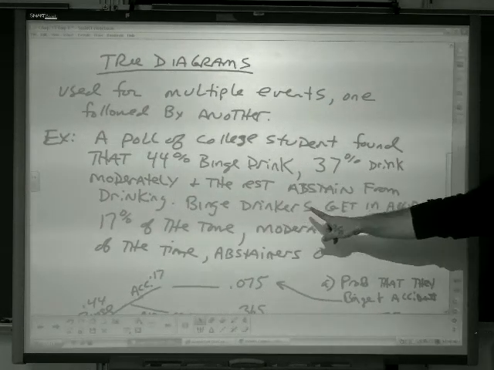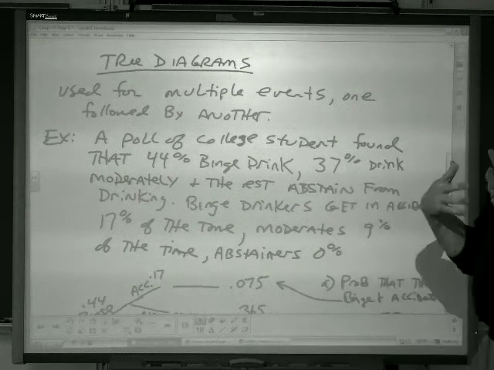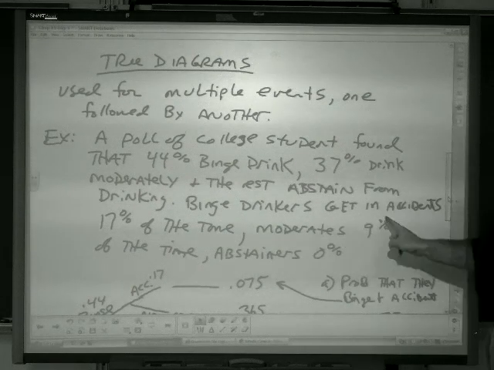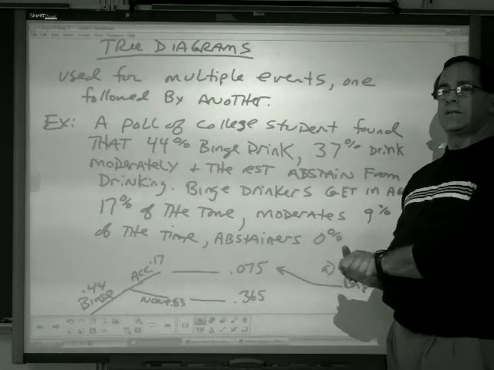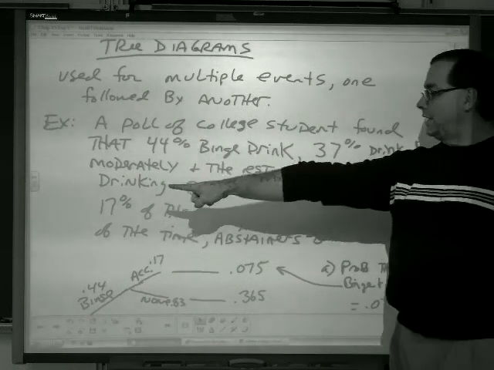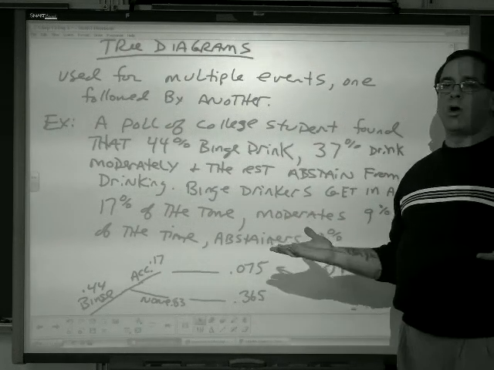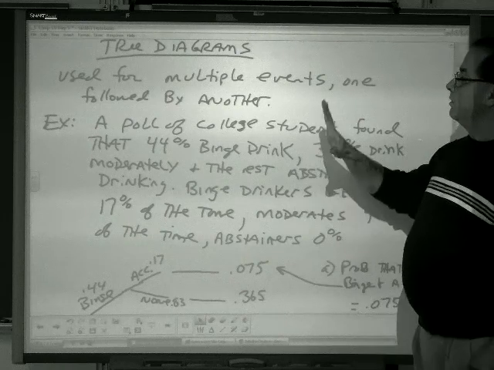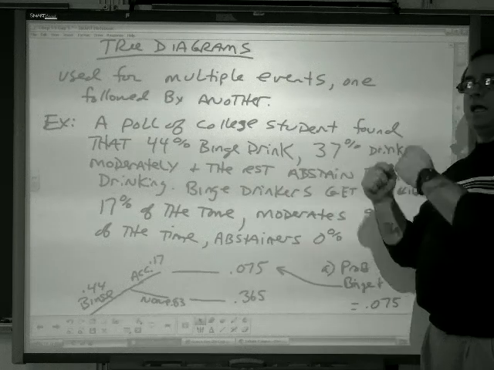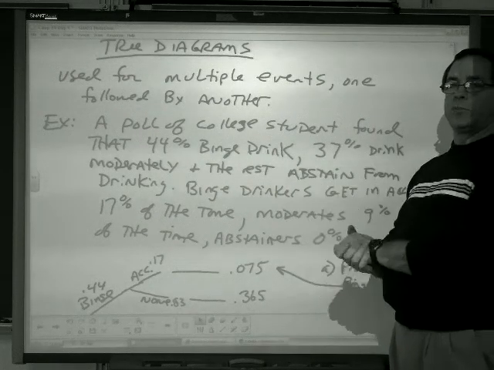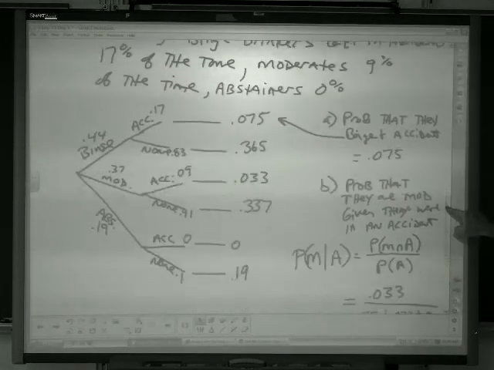They also know that binge drinkers get in accidents 17% of the time, where they're the cause of the accident. They're the driver, they're the cause. Moderates will get in accidents about 9% of the time, and abstainers 0%. And I'm talking about alcohol-related accidents. So binge drinkers get in an alcohol-related accident 17% of the time, moderates 9% of the time, and if you abstain, then you can't be in an alcohol-related accident. So we have multiple stages happening here. You first need to know what kind of drinker they are, and then whether or not they get in an accident depending on the type of drinker. That lends itself to a tree diagram. And as you can see, I set up a tree.